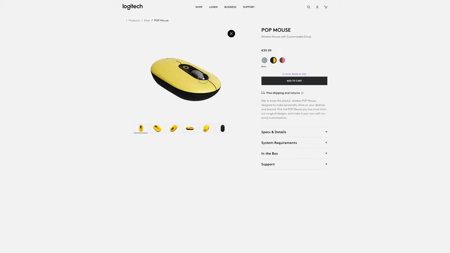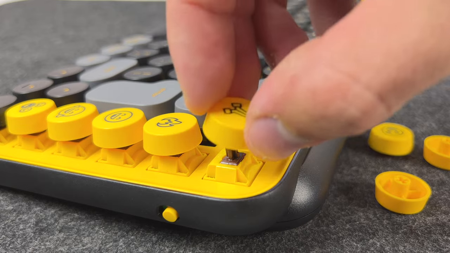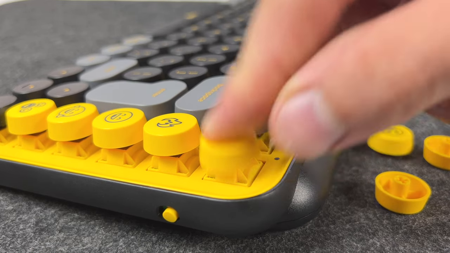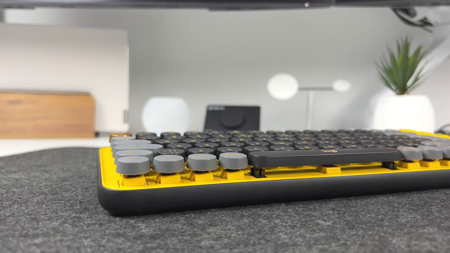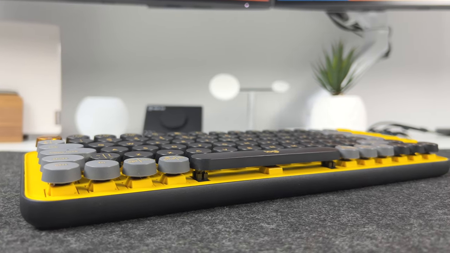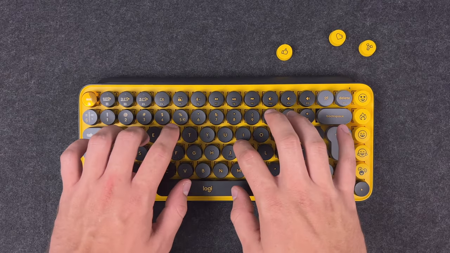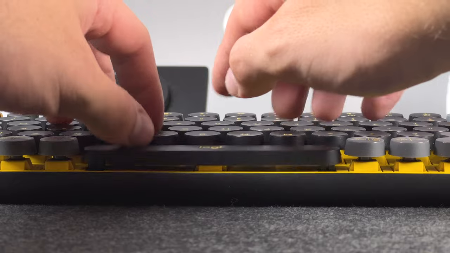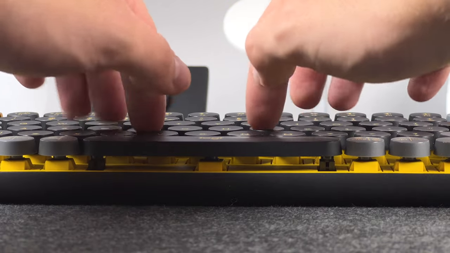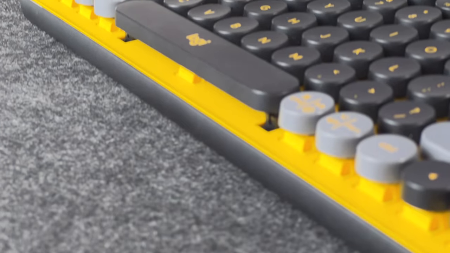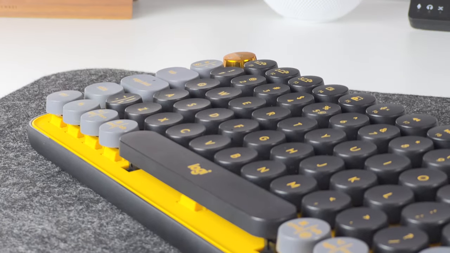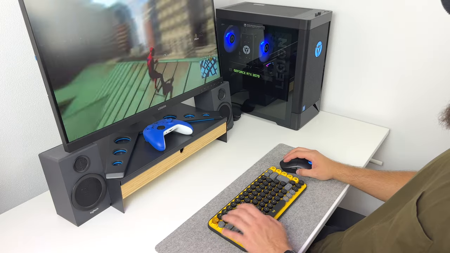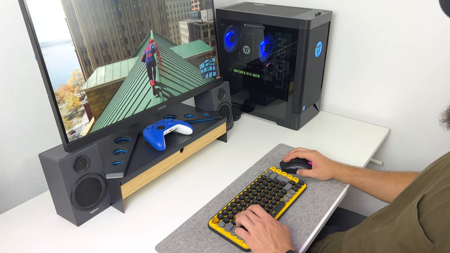Okay, so if we just ignore the whole emoji keys part of this product, Logitech POP Keys is a solid, stylish keyboard for people who want something different, with good tactile feedback, recognizable stylish design, and who don't have the time and resources for expensive professional mechanical keyboards. POP Keys is a relatively expensive option for people who want to get started with mechanical keyboards.